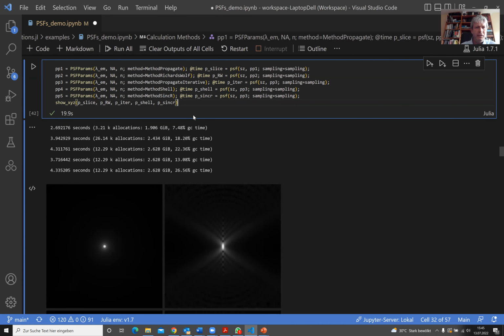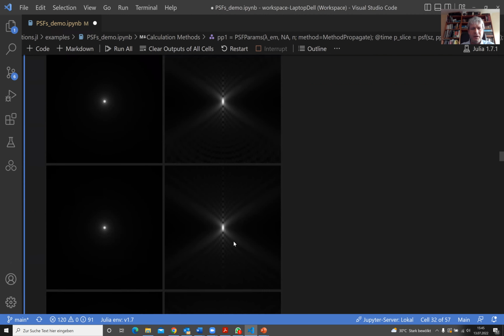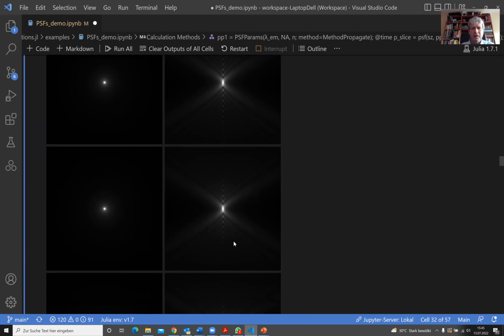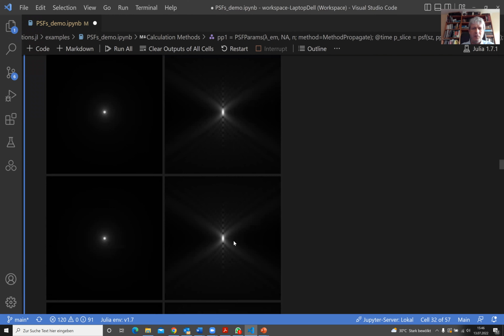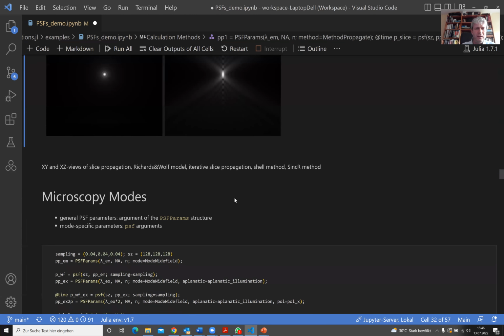So what you see here are now these results. We start with propagate, then Richards and Wolf, and the iterative method, shell and SyncR, and you see that the first one has these problems, as you can see here, whereas all the others look essentially identical, and they only differ in speed and of course in the details. So in the percent range, they have small differences, but other than that, they all yield identical results.